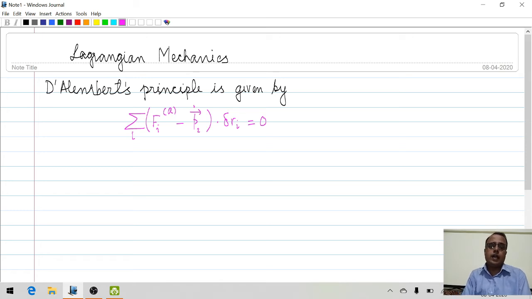This delta Ri are Cartesian coordinates, and when the constraints are there, these coordinates get coupled, or equations of motion also get coupled, and solving such equations is a difficult task. So we need to replace them by the generalized coordinates. Generalized coordinates are independent of each other, and therefore we can easily apply the separation of variables and we can solve equations of motion. So let me start with the assumption that there are n degrees of freedom, so I need n generalized coordinates.